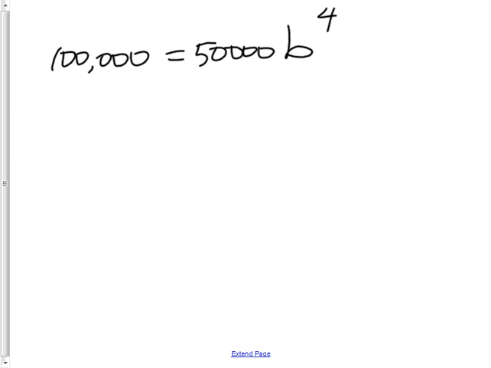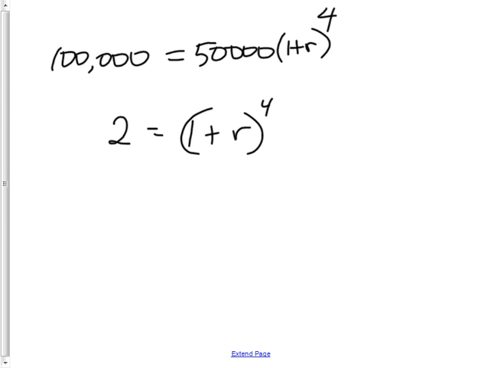Then, the B is the thing I don't know. The B is really a 1 plus a rate, so that would be really smart to do it that way. 1 plus the rate. Then, divide by 50,000. 2 equals 1 plus r to the 4th. You see how I'm going to fix that now?